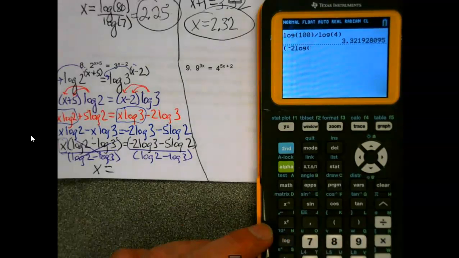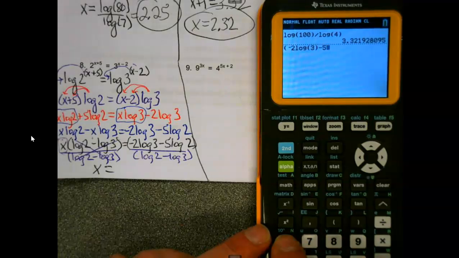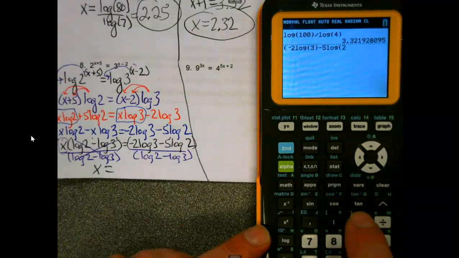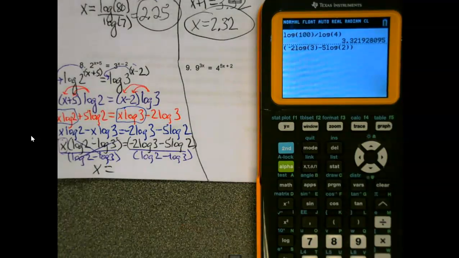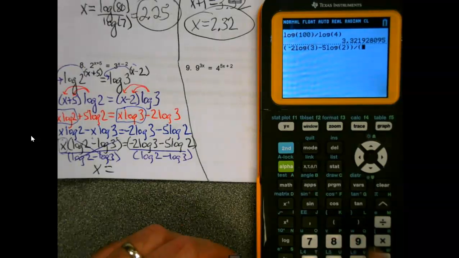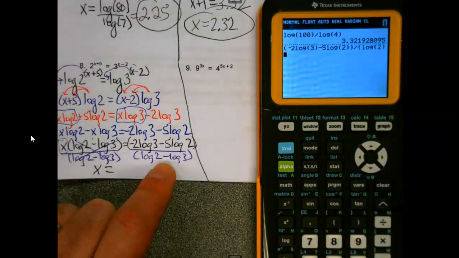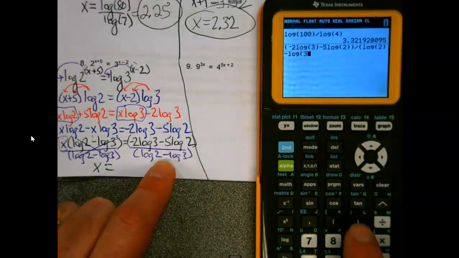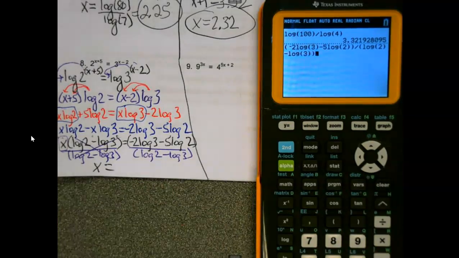So negative 2 log of 3, close my parenthesis, minus 5 log of 2, close my parenthesis, close the big one. Now we've grouped that whole numerator together. Divide by, and one more time, log 2, close it, minus log 3, close the log, close the denominator.